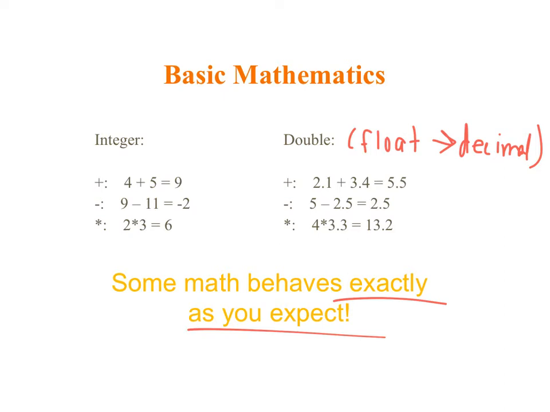If we take a look at these, what you'll notice is that adding, subtracting, and multiplication all work exactly as we expect them to with both integers and doubles. That's something consistent that you can expect as we work with mathematics in Python. There are some ways where math works a little differently than we expect, but with these three operations, addition, subtraction, and multiplication, regardless of whether you have integers or doubles, it's going to work exactly as you expect.